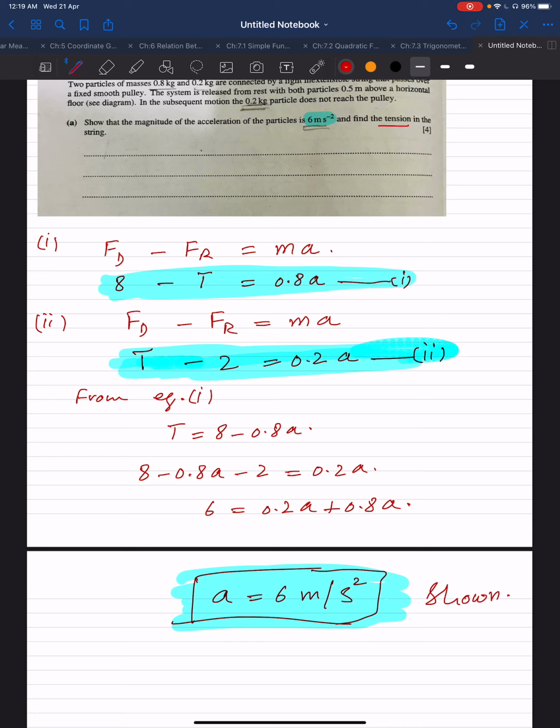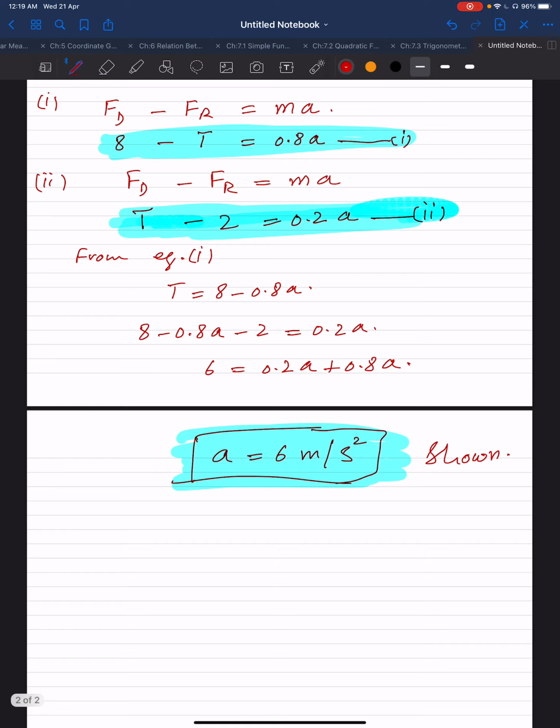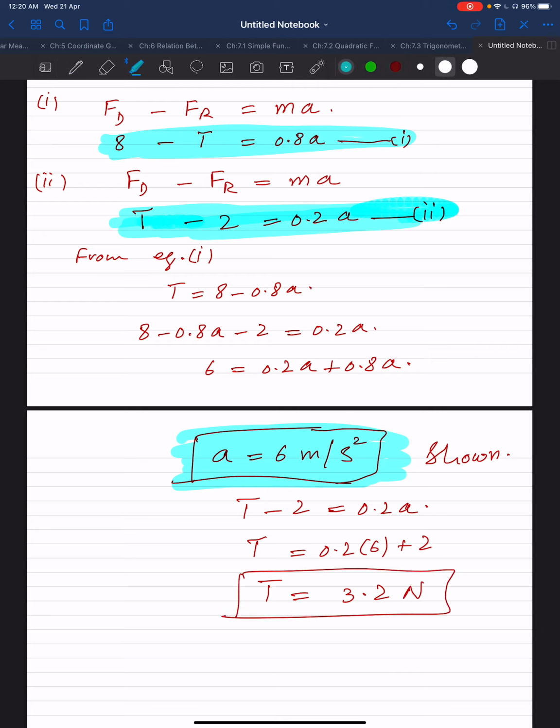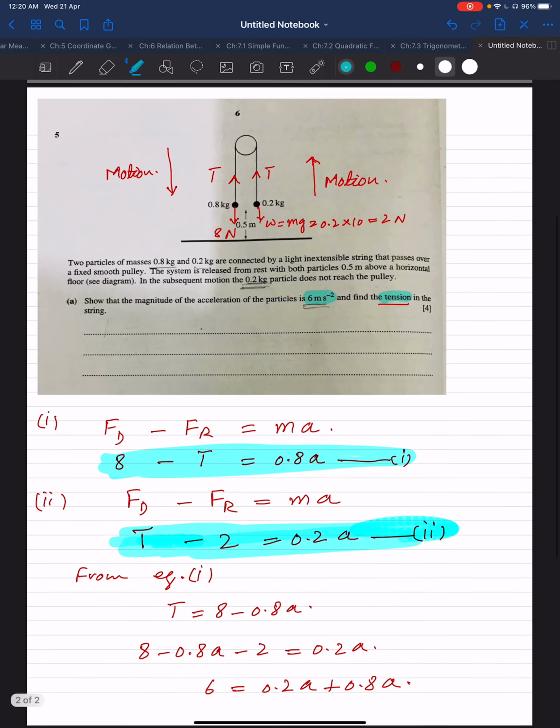Next, you have to find the tension in the cable. To find it, we can use either of these simultaneous equations, like 8 minus T equals 0.8a, or the second equation. The second equation is better because it is easier to make T the subject of the formula. So T equals 0.2a plus 2. Substitute the value of a: 0.2 into 6 plus 2. 6 times 2 is 12, so 1.2 plus 2 is 3.2 Newtons. So you got the tension in the cable, 3.2 Newtons. I'm sure you have got it. There is no problem in the question.